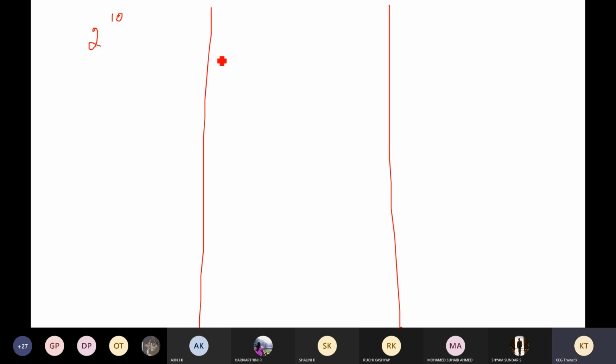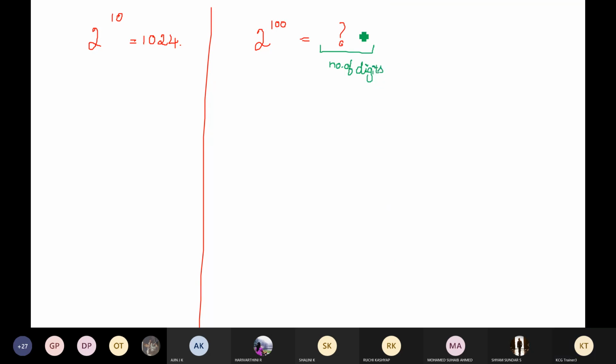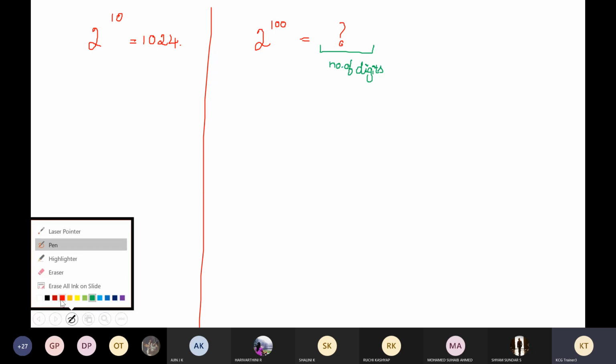Very good, Dhanush and Harivardhani. Superb, guys. So it is 1024. Okay. Now, if I ask you to find out 2 power 100, obviously it is going to be difficult. So I'm not going to ask you guys to do that, but instead you might have questions where they'll ask you to find out the number of digits in this value. I don't want 2 power 100's value because that is obviously going to be a very big number. So instead, just tell me how many digits will be there here.